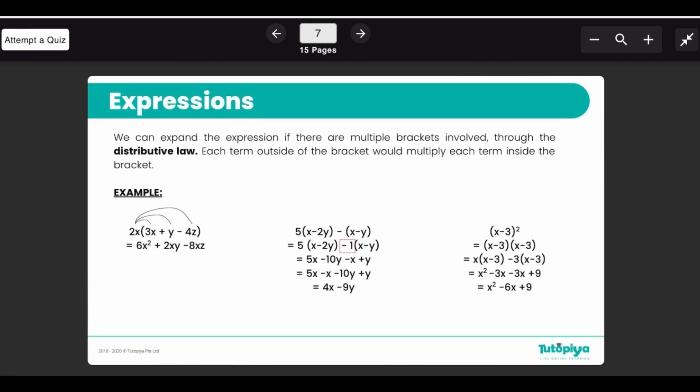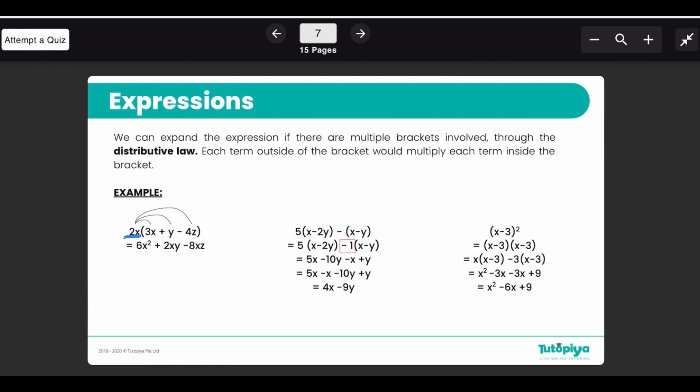And the next thing is expanding brackets, okay? We also call this the distributive law. So when you expand brackets, basically what you're doing is you're multiplying the term that is on the outside of the bracket with every term that is on the inside of the bracket. And you must remember to take into account the signs associated with it.